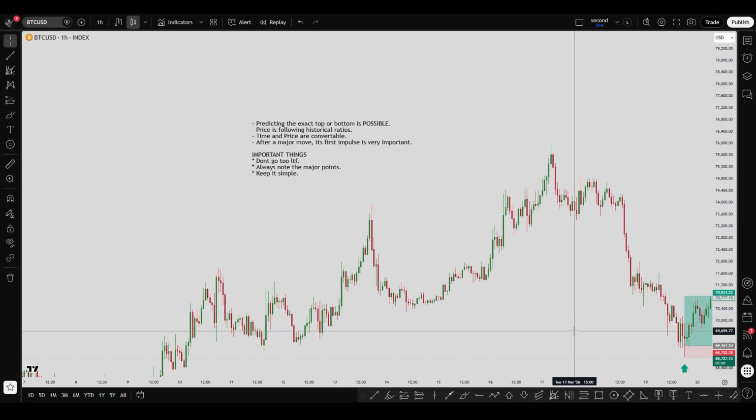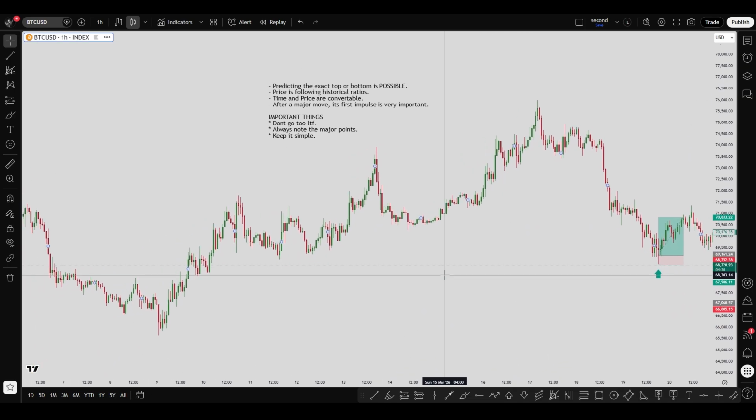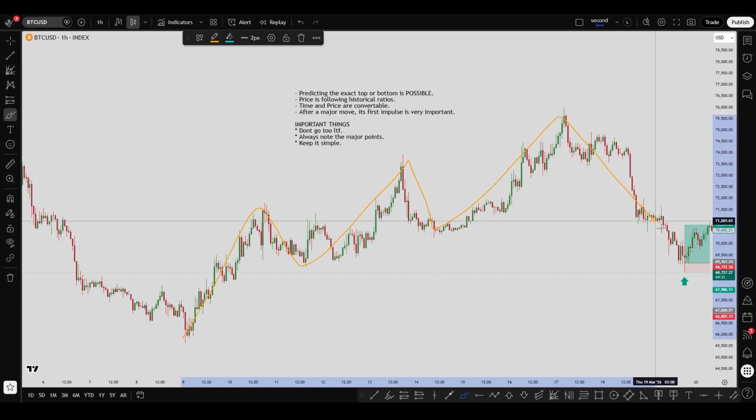So predicting the exact tops or bottoms is completely possible for any market because, as I said in my latest video, markets are moved by mathematics. It's because people are moving them. So if you want to predict the future, you have to use mathematics to look at the historical price. And price is following the historical ratios. So what do I mean by that? Whenever price makes a high or a low, its distance will be used for future points.